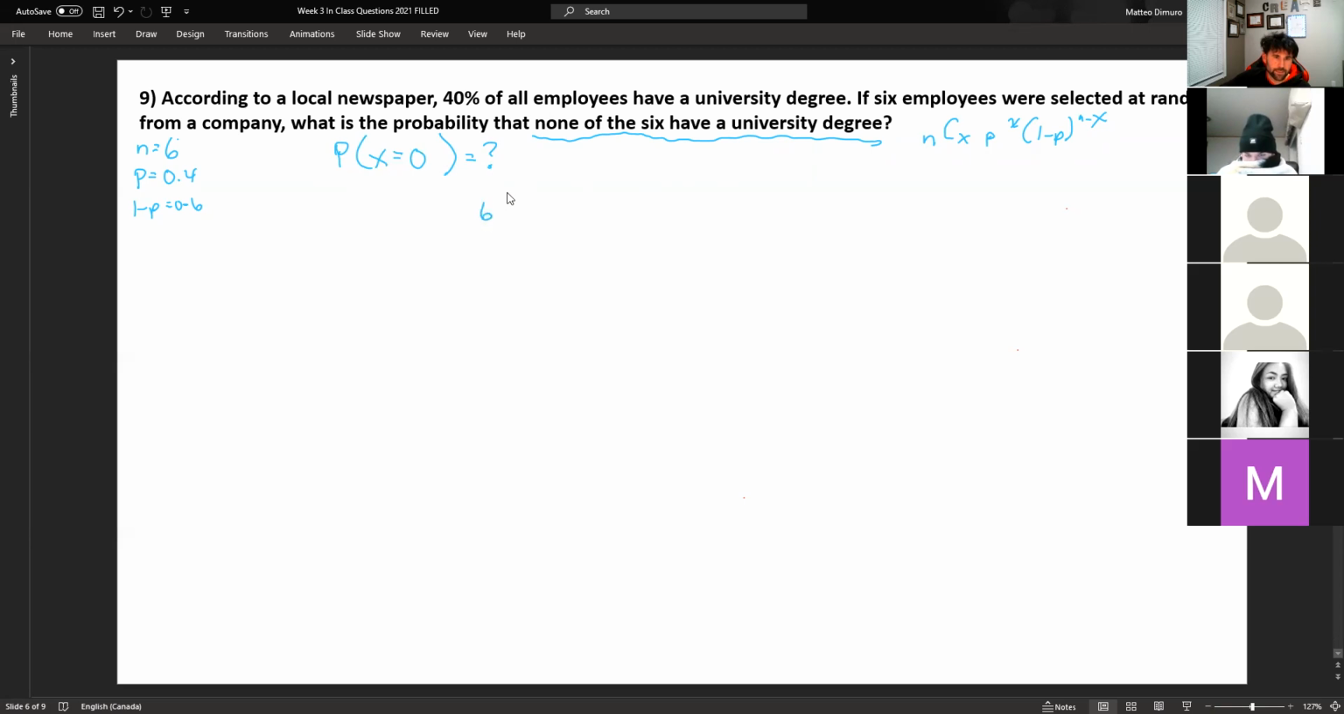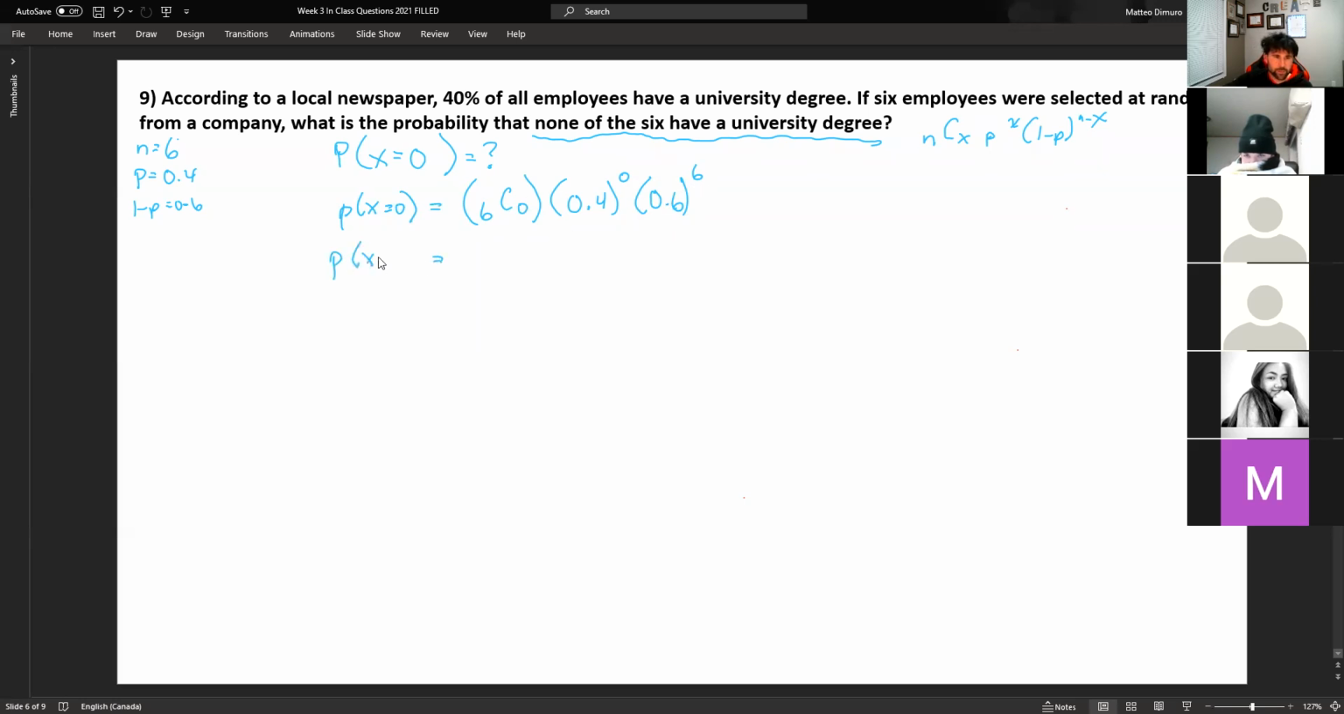So we're going to go 6 C 0. So 6 choose 0 times 0.4 raised to the power of x. Just looking at the formula, and remember x is 0. And then 1 minus p, so 0.6 raised to the n minus x. So 6 minus 0 or 6. And this is the probability that x equals 0. Okay, so that would be your work.